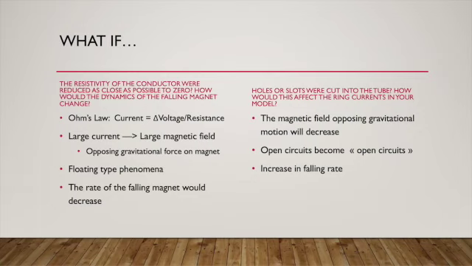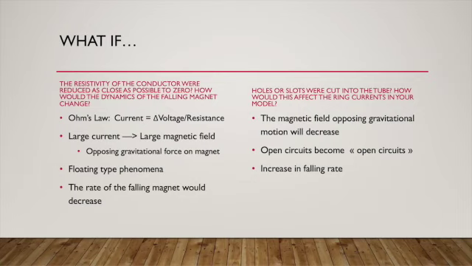We know by Ohm's law that current equals voltage over resistance, and because resistance is getting smaller and smaller, the current is getting bigger and bigger. Those are inversely related, as we can tell by the equation. Large current means large magnetic field, which will in turn oppose the gravitational field, so that means that magnetic force will oppose the gravitational force on the magnet, creating a floating type phenomenon, which will decrease the rate of the falling magnet.